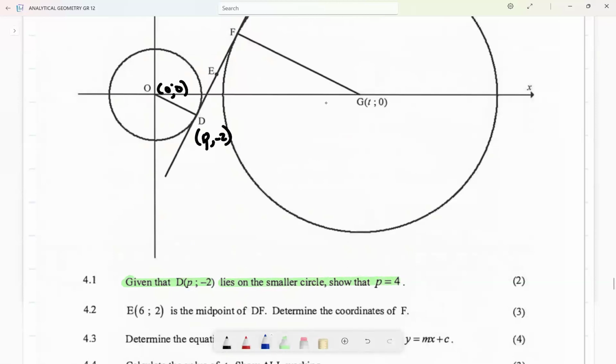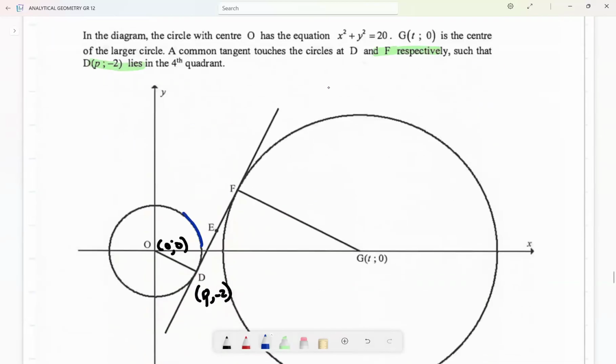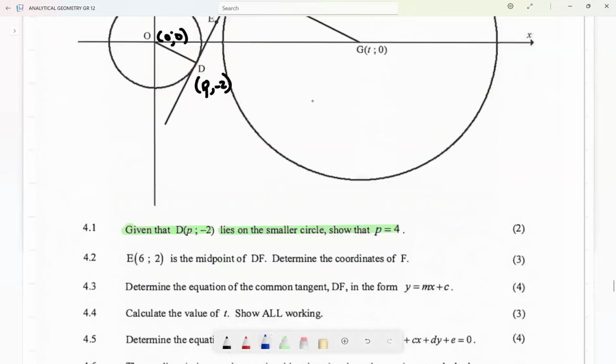Okay, it's easy. I have the equation of the smaller circle, so I can substitute because D lies on that smaller circle. Therefore, substituting x as p: p squared plus negative 2 squared is equal to 20. And then p squared is equal to 20 minus 4, which is 16, and p is equal to plus or minus 4. But since it is in the fourth quadrant, p is supposed to be 4.